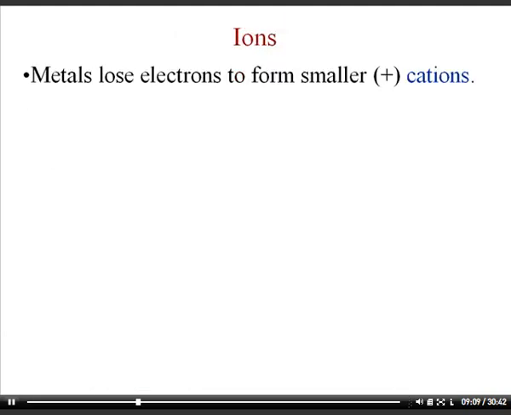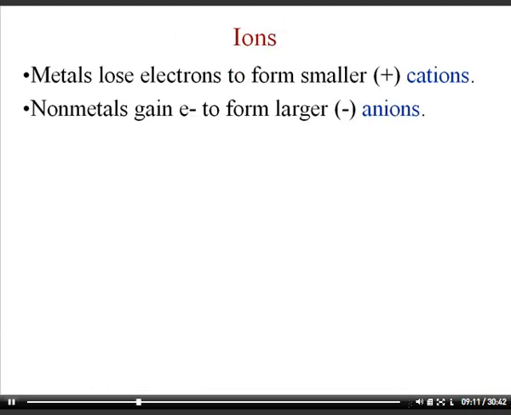On the next page, I just give some more definitions. Metals, when they lose an electron, it's called a cation. They're always going to be smaller than they were before because they lost an electron, and their electron cloud's going to shrink. And a nonmetal, when it gains an electron, it's going to be larger than before, and we call those anions.